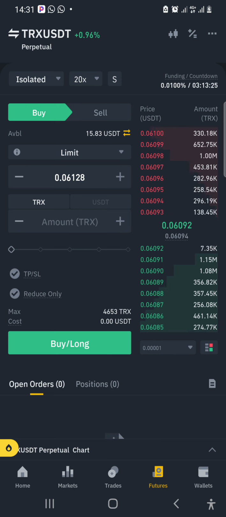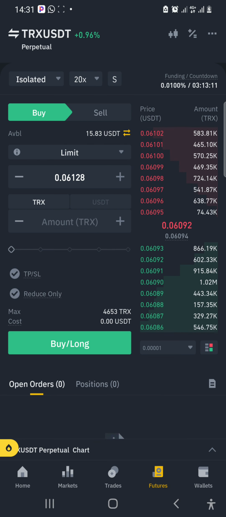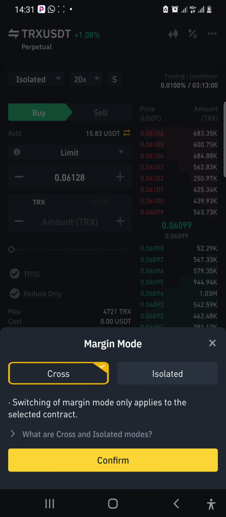Now we have two different types of margin: isolated margin and cross margin. Cross margin, I don't advise it, because you can see that we have $15.83 in our account here. With cross margin, if maybe it is just $3 I want to use on that trade, and I already put my stop loss and everything, cross margin is not going to close the trade.